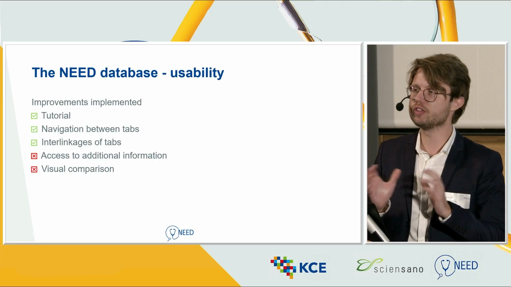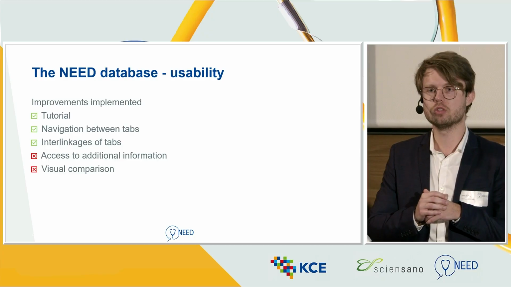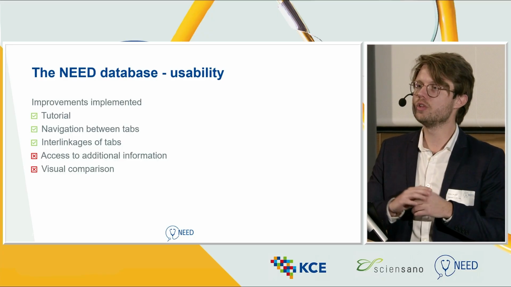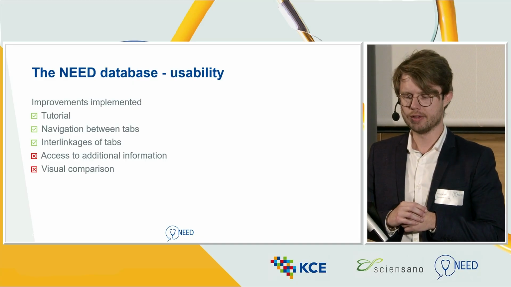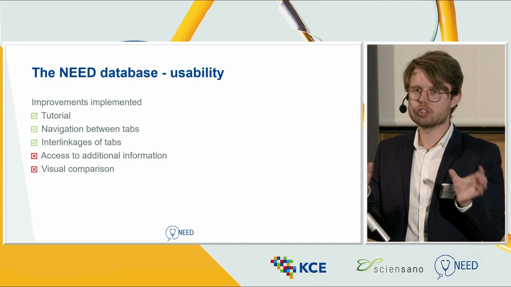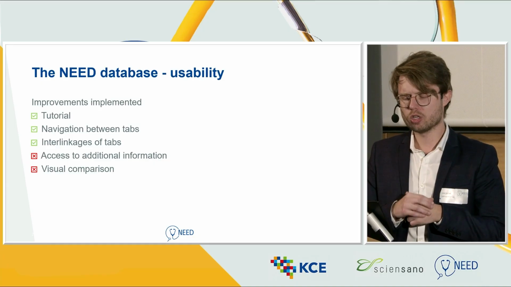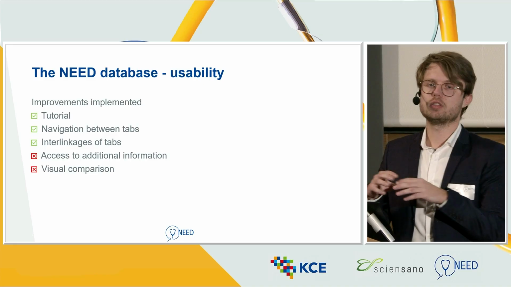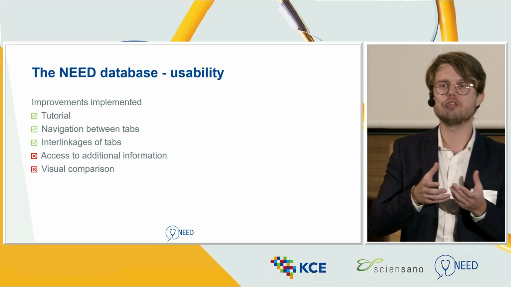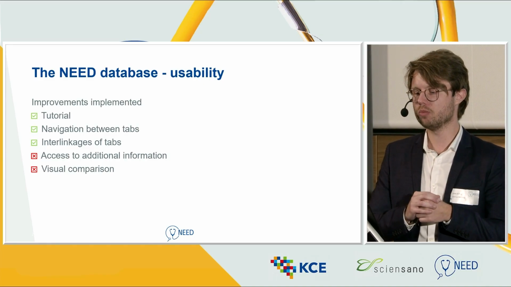There is an easier navigation because sometimes people were a bit lost as to where they had to go in the database to find specific things or criteria and estimates back. There is an interlinkage of tabs, which will become clear during the demo, where qualitative data is linked to quantitative data, and it's easier to navigate between both.